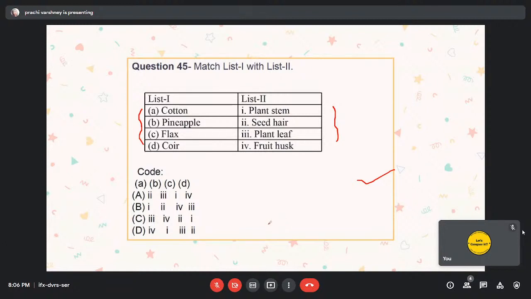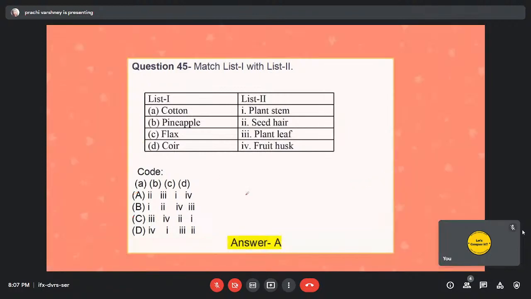Let's see how many of you will give the correct answer. You can choose A, B, C, or D.